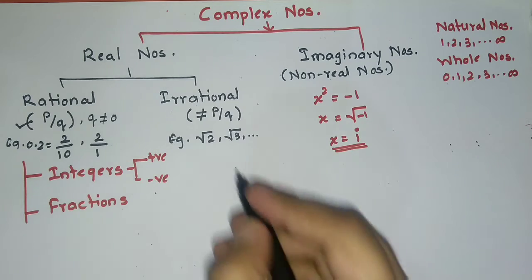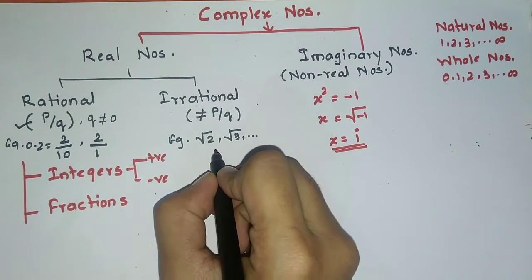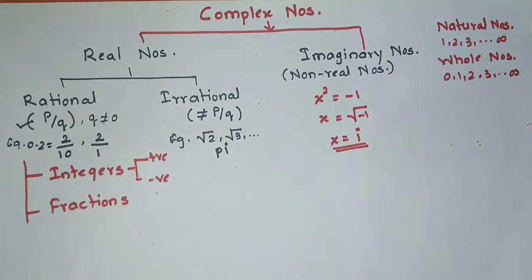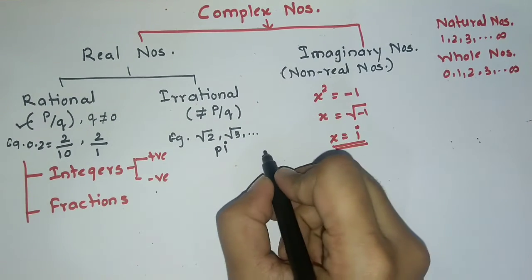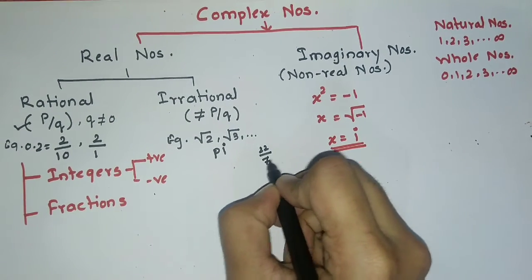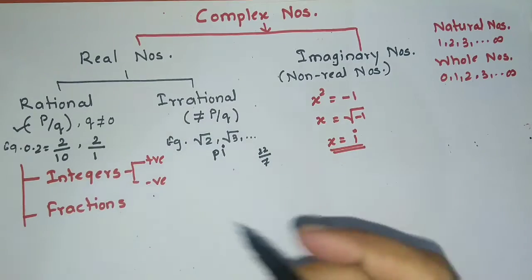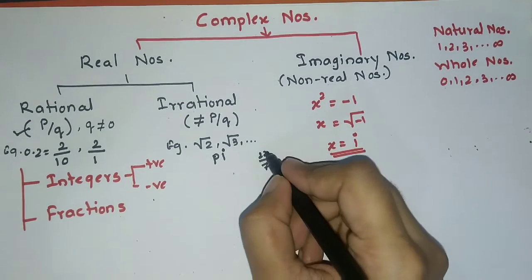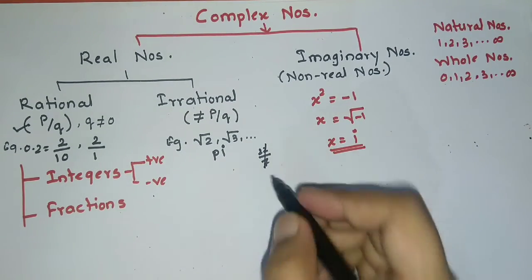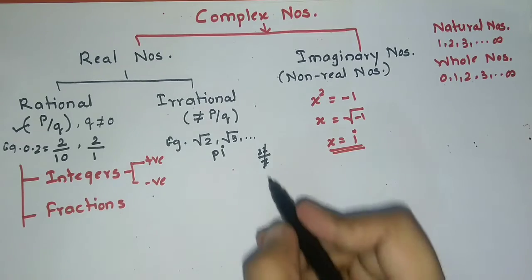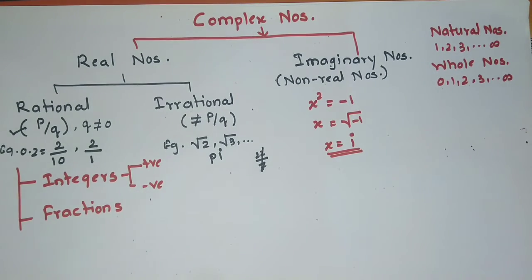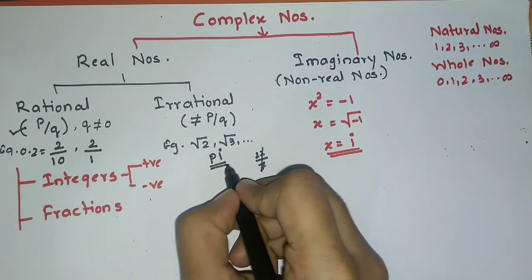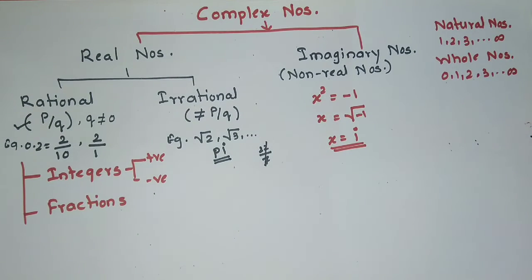And one more example where students get confused is pi. You will say that pi is equal to 22 by 7, so it is a fraction, so it must be a rational number. But no, 22 by 7 is actually not the value of pi. We use it, we assume it while solving the problems only. So pi is an irrational number. Always remember.